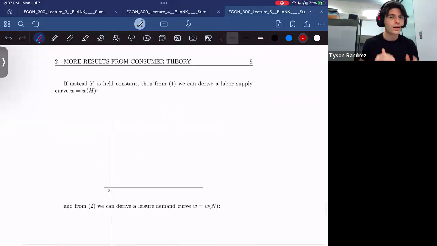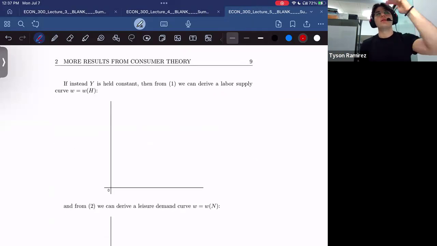What if instead we held y constant? We said, okay, now suppose you're trying to earn the same amount of money regardless. What does it look like? How many hours of work or non-work will you choose if you're trying to earn the same amount of money, but just given these different wage levels? All right. Let me clarify this. All right.